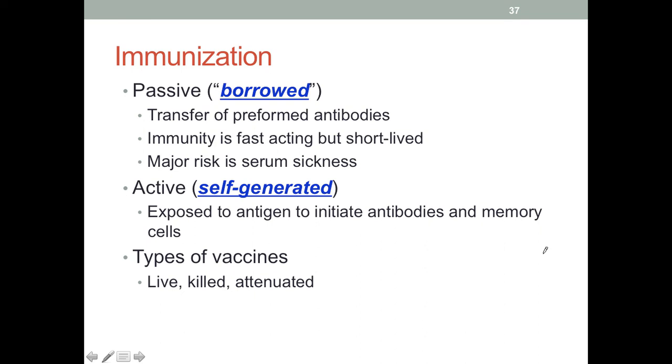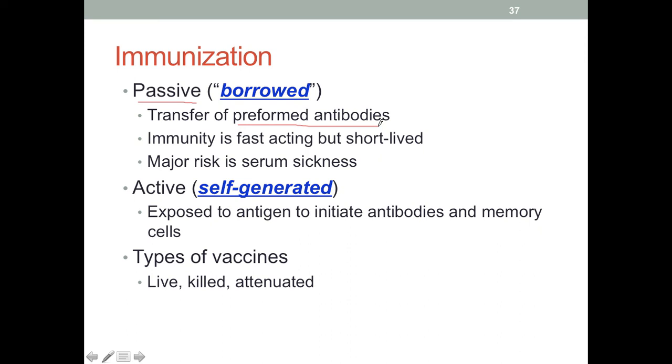So we do have different types of immunization or vaccinations. We have passive immunization or vaccination. And in passive immunization, the preformed antibodies are transferred from one individual to another. For example, a child may be given a shot of immunoglobulin that we isolated from some other individuals. In this case, the preformed antibodies are being transferred, and these are already active.